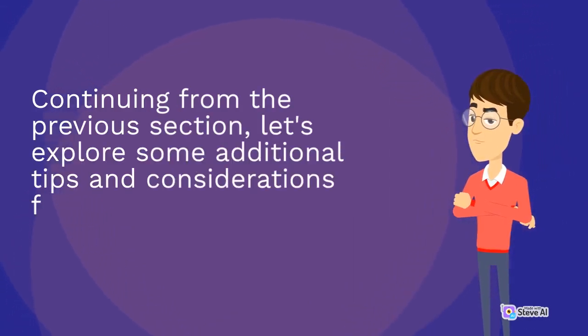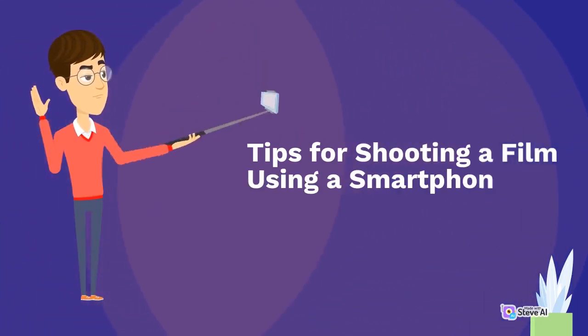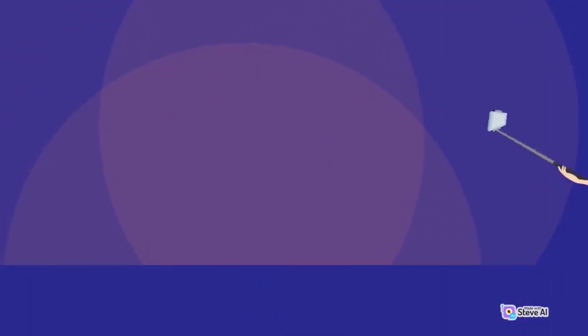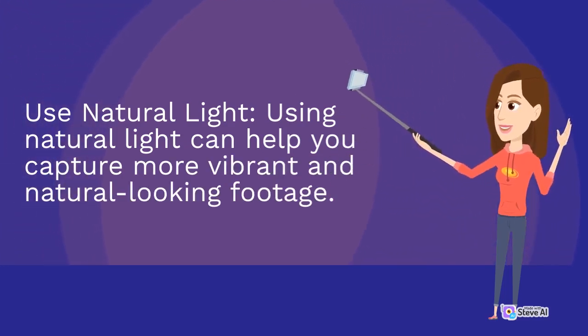Continuing from the previous section, let's explore some additional tips and considerations for shooting a film using a smartphone. Tips for shooting a film using a smartphone. Use natural light. Using natural light can help you capture more vibrant and natural-looking footage.